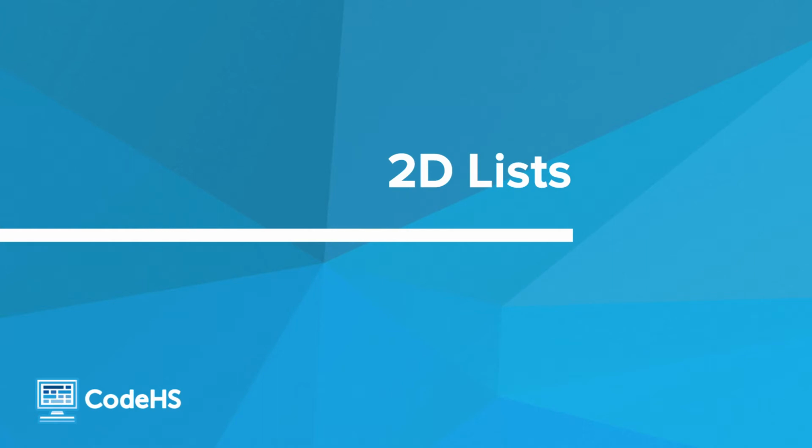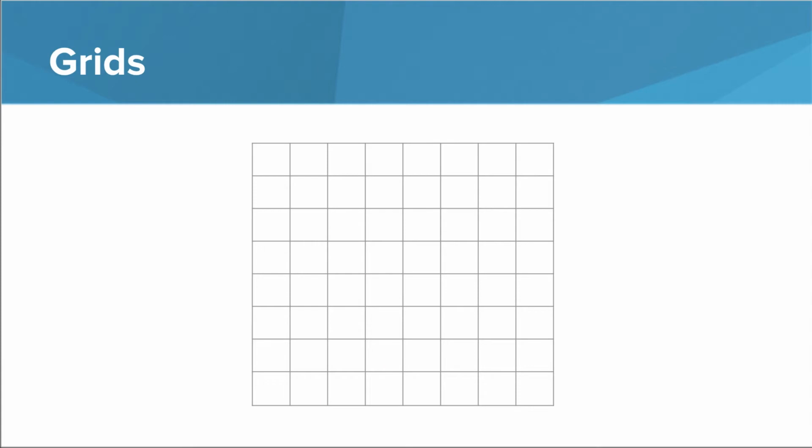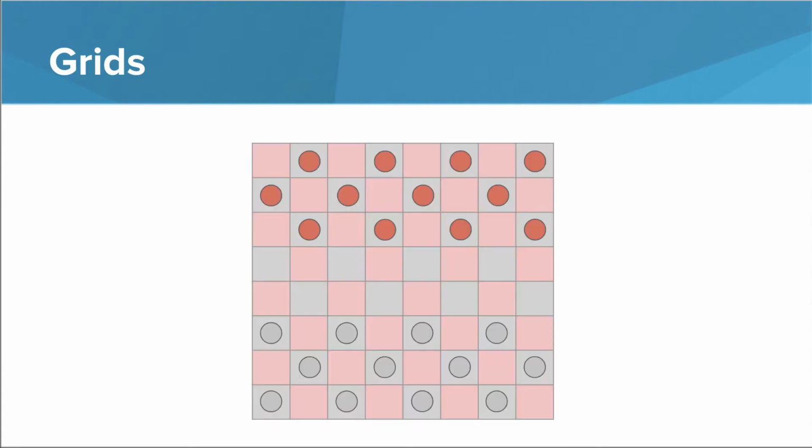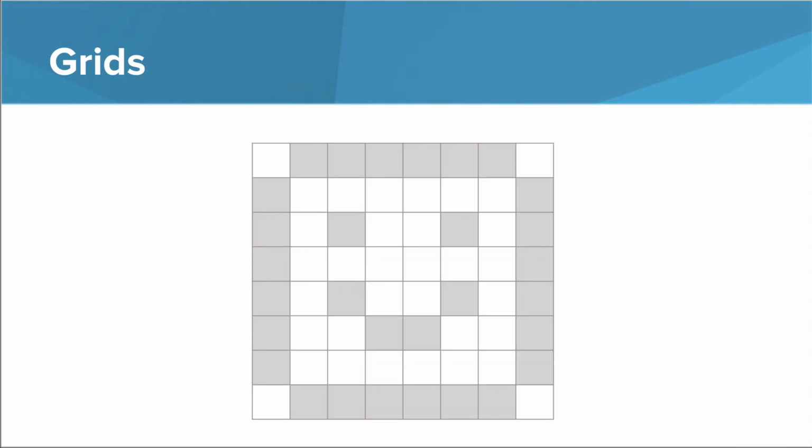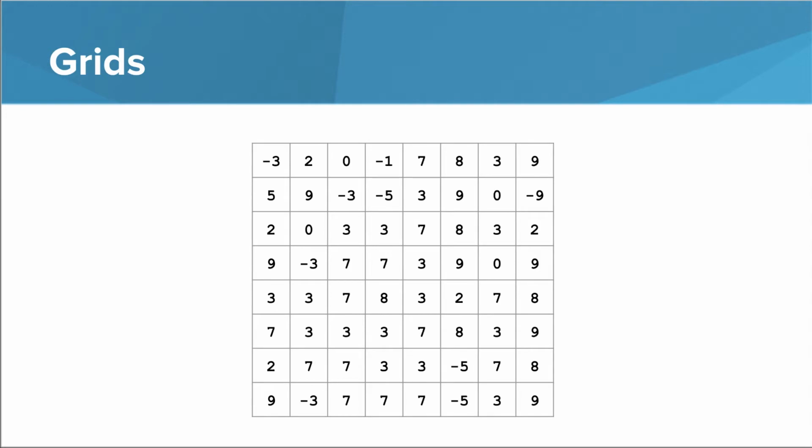Hello! In this video, we'll look at some examples of 2D lists, or lists of lists. Lots of real-world problems require information to be stored in the form of a grid. Simulating board games, for example. Or storing images. So that's the big picture here. In this lesson, we're going to focus on grids of numbers.